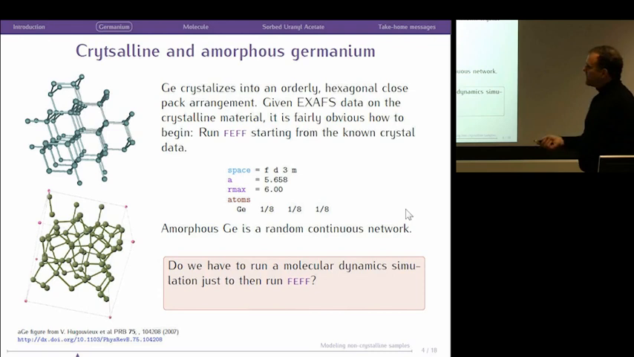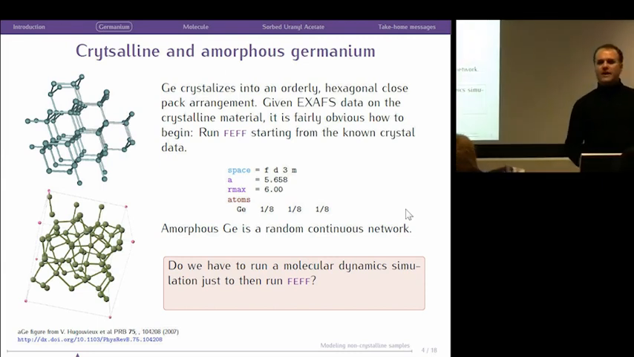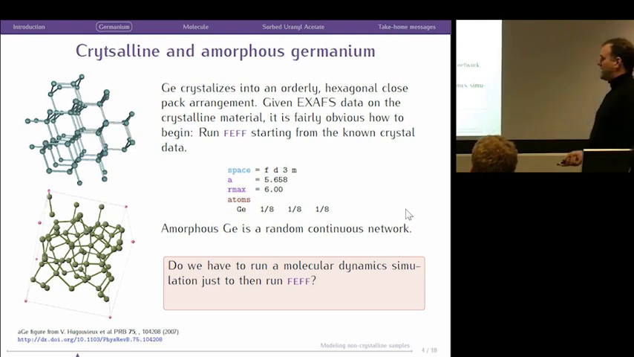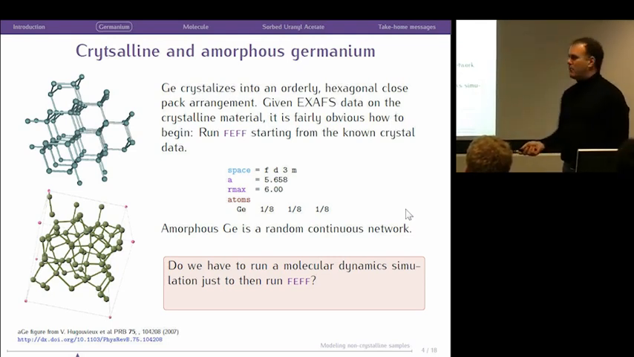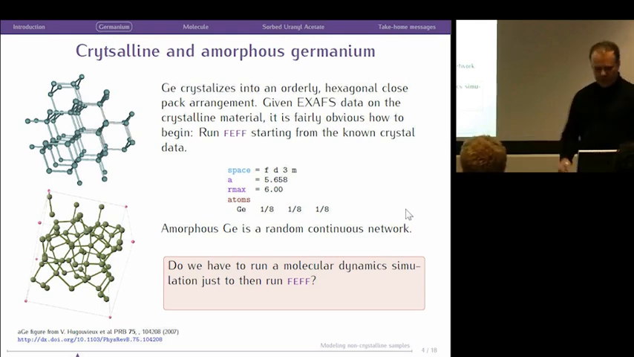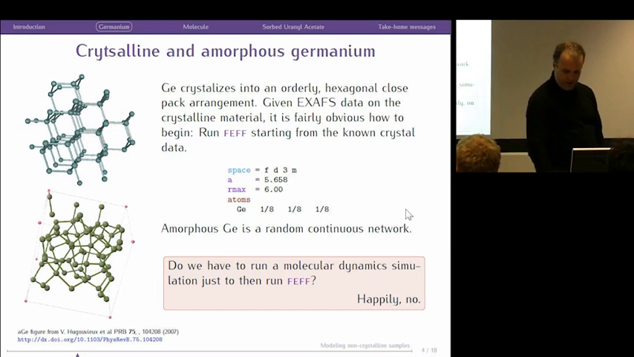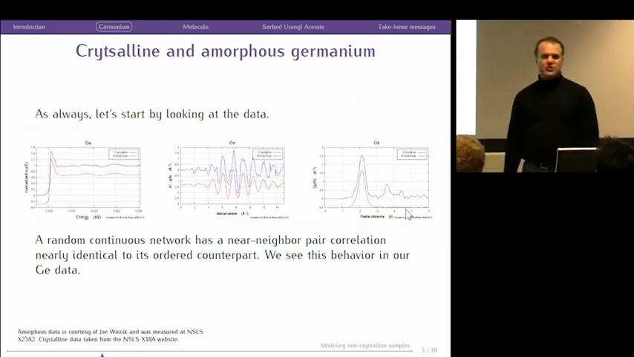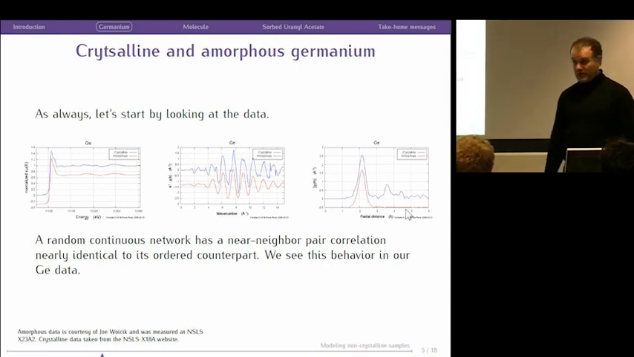So the question is, how do we get started on amorphous germanium, given that we obviously don't have structural information for it? Well, one way that we can get structural information is to go to our molecular dynamics theorist friend and have that person run a molecular dynamics simulation and somehow use the output of that. So if we want to just do this simple problem, do we really have to go through all that work? Happily, no. So let's look at the data, because that's what you should always do first. You should just look at your data.